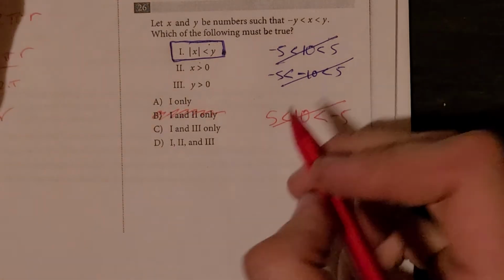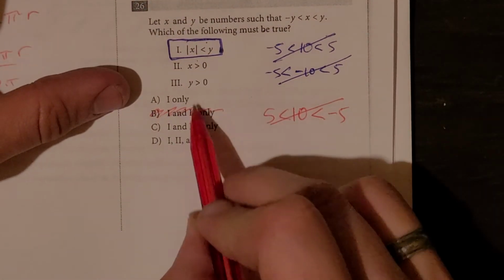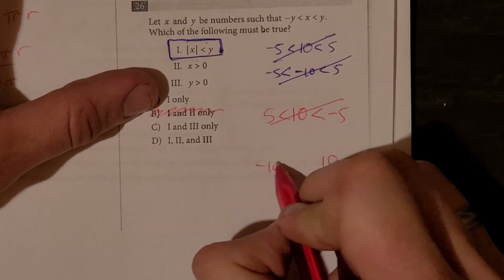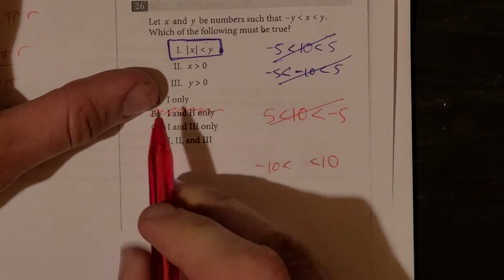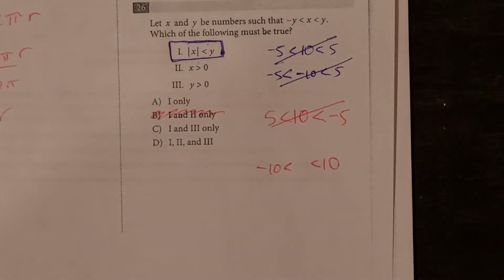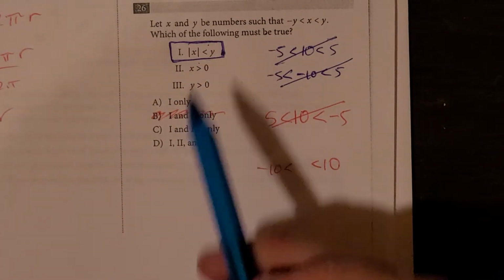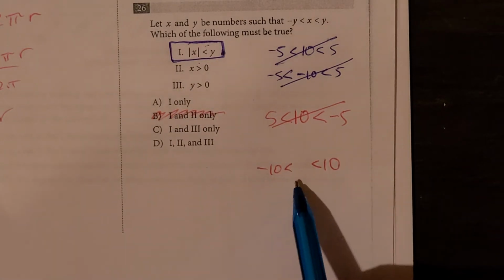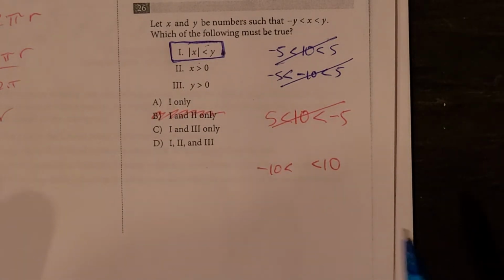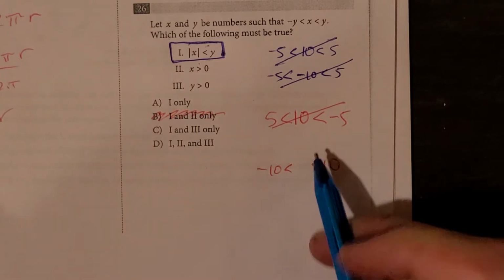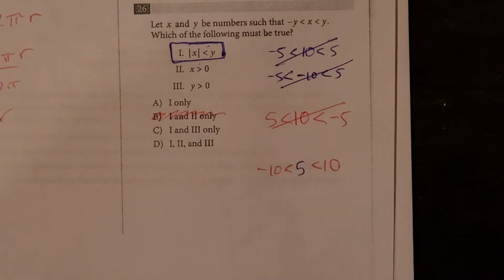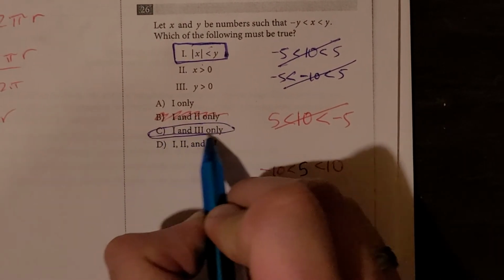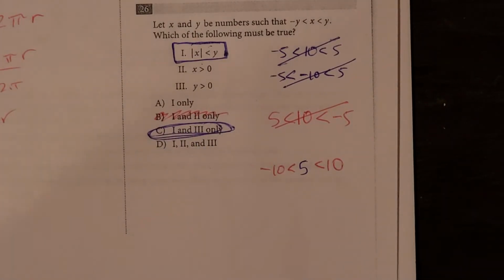Okay, so for example, we're doing 1 and 3. If y is greater than 0, let's make y 10, so negative y would be negative 10. If this is the case, x can be whatever we want, except we already said that the absolute value of x has to be less than y. So that means x has to be in between 0 and 10. If I picked anything in between 0 and 10, like 5, that would make it true. So, hey, this is my answer. Done.